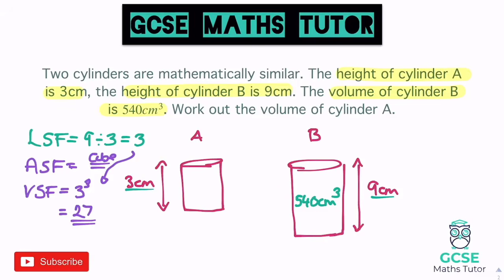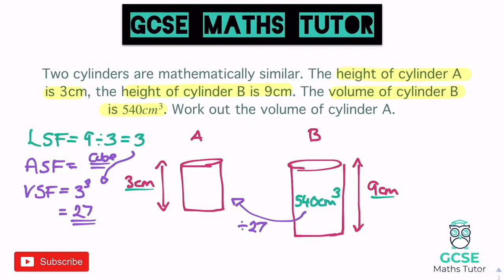Right, so we are working out the volume of A. So I'm going from the big one down to the little one. So I'm not going to multiply this time because the volume is definitely getting smaller. And all I have to do differently here is I just divide by the scale factor. So I divide by 27, because thinking about what I said earlier about it being an enlargement, it just means the volume's getting 27 times bigger. So if we're going back down to the smaller one, it has to get 27 times smaller.